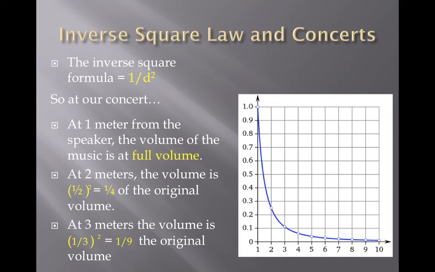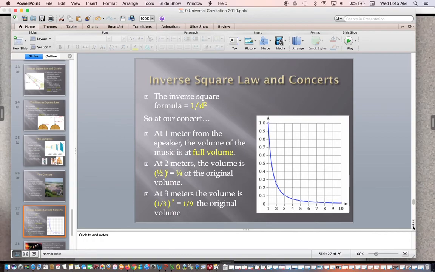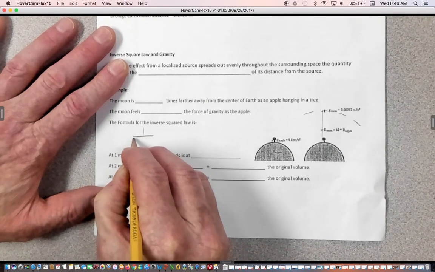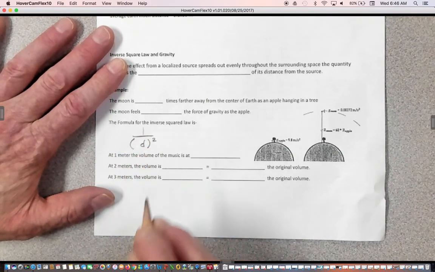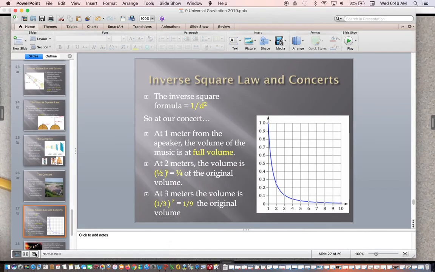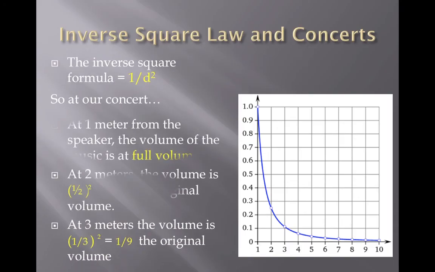The inverse square formula is 1 over d squared. Now typically I like to do this. I really like to write the formula 1 over parentheses d squared. I'd prefer if you wrote that down. And the last couple things we have to write. There you go. This is the end of the video. So I can pause the video and we'll do a lot of examples with this.